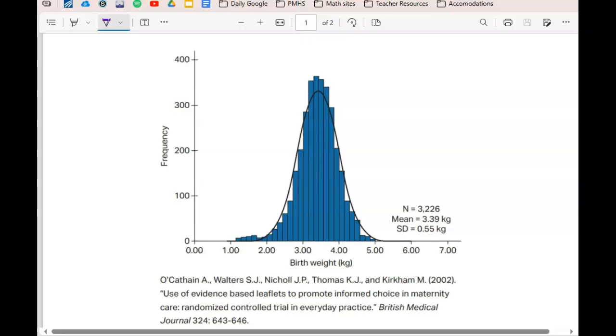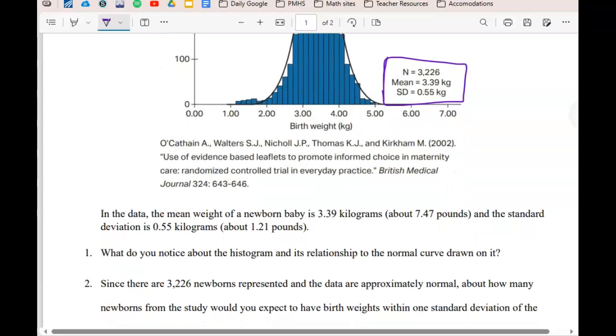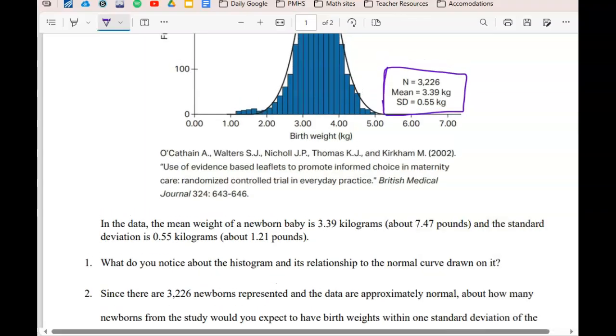Probably. But what I noticed that they give me here is this N is the total number of newborns in the study, right here. And then they already gave me the mean, and they already gave me the standard deviation. So, we have everything to calculate what they asked me for, okay? First question says, what do you notice about the histogram and the relationship to the normal curve that they drew on there?